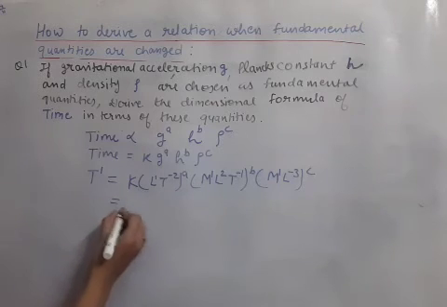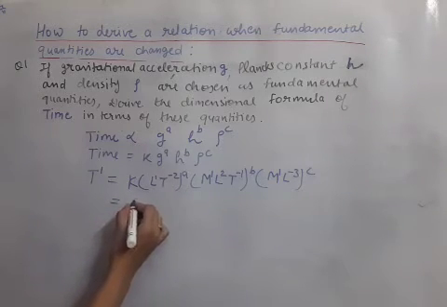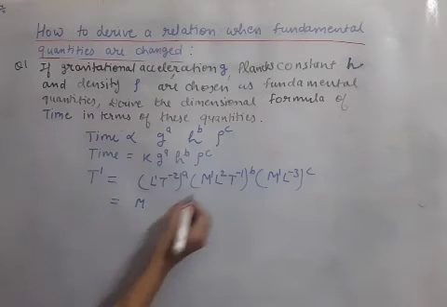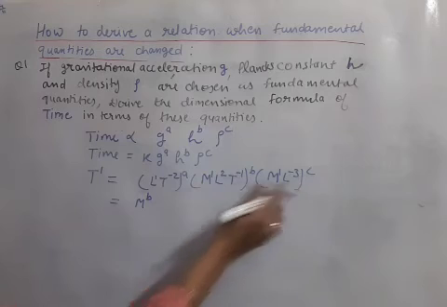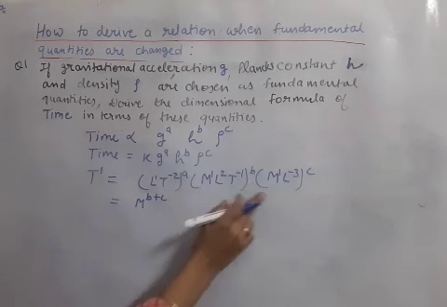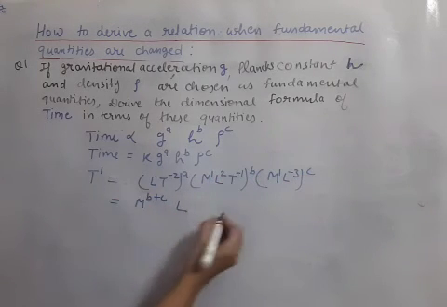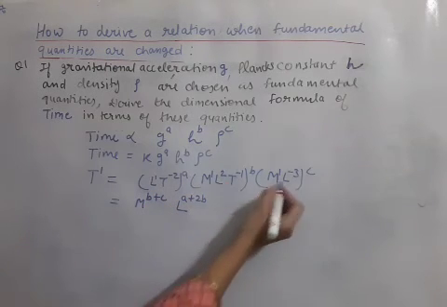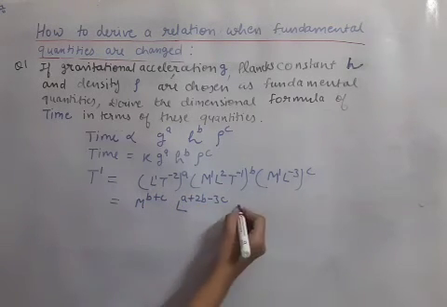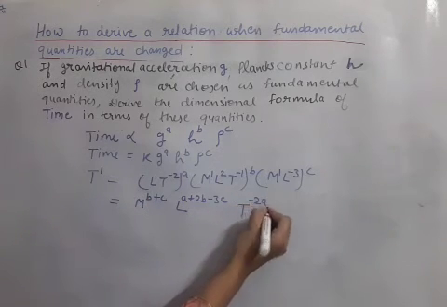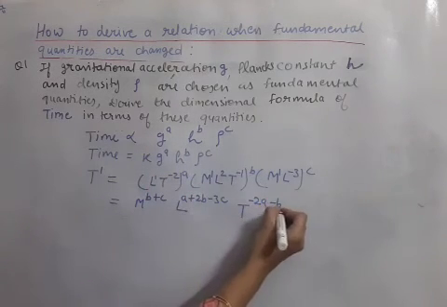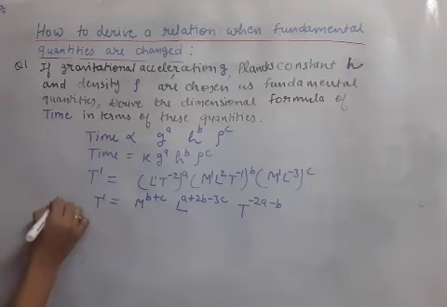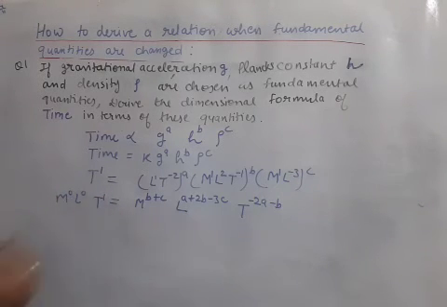Okay, now one by one we will combine all the powers. K is ignored because it is constant. M power, finally we have B plus C. B from here, C from here. L power A plus 2B minus 3C. T power minus 2A from here, minus B, and here no power is there of T. Here we have M power 0, L power 0, T power 1.